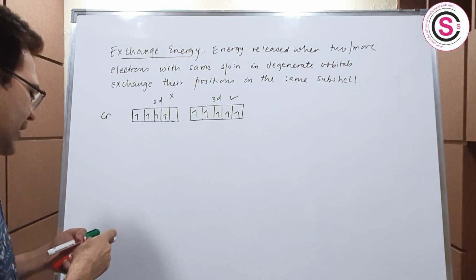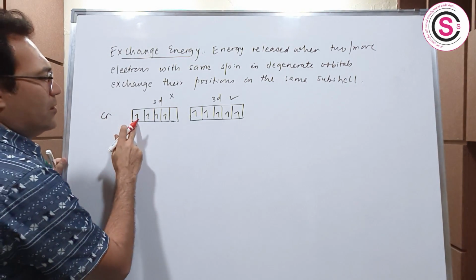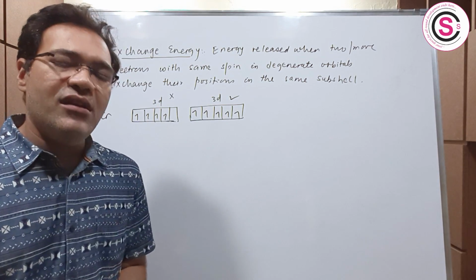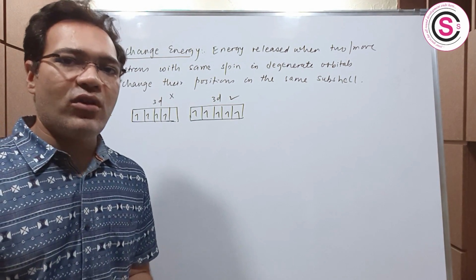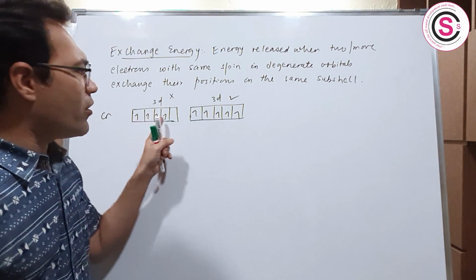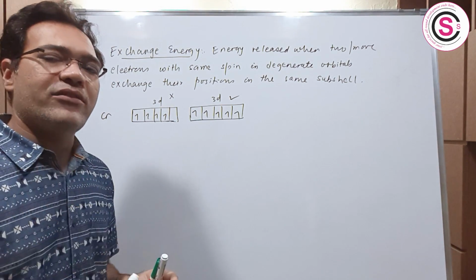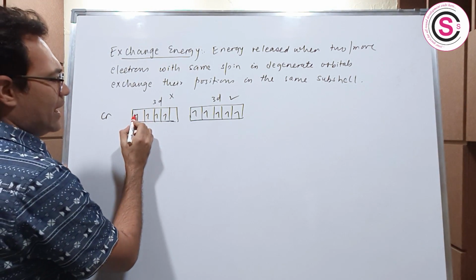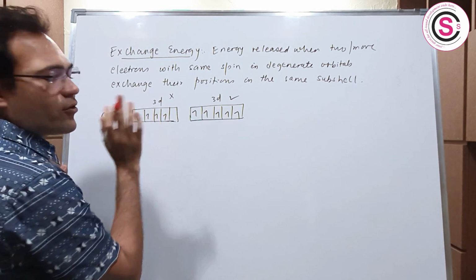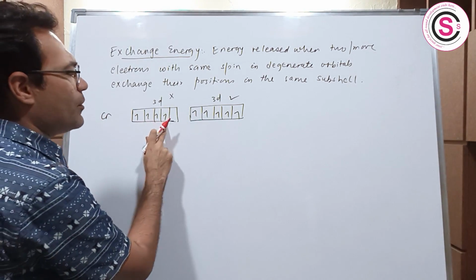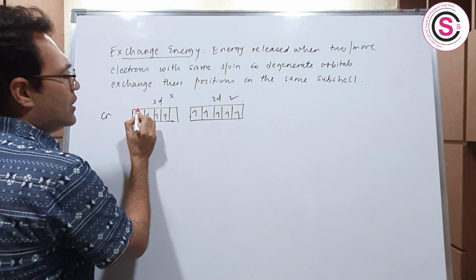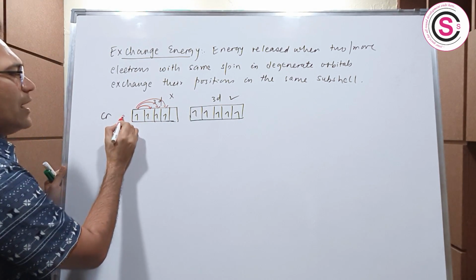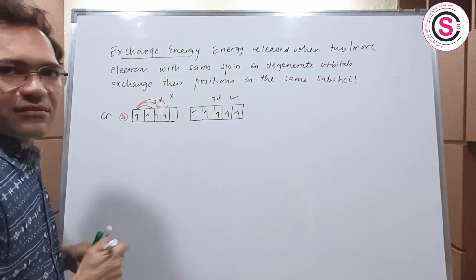So what will happen? Let's see. These are all degenerate orbitals. Students, what are degenerate orbitals? In a subshell, the orbitals having equal energies are called degenerate orbitals, right? So all the orbitals of the 3d subshell are equal in energy and hence they are degenerate orbitals. So for this electron, you see the spin of all the electrons is the same. All the electrons have plus half spin, right? So this electron can go here, here, and here. So there are 3 exchanges possible in this case, correct?